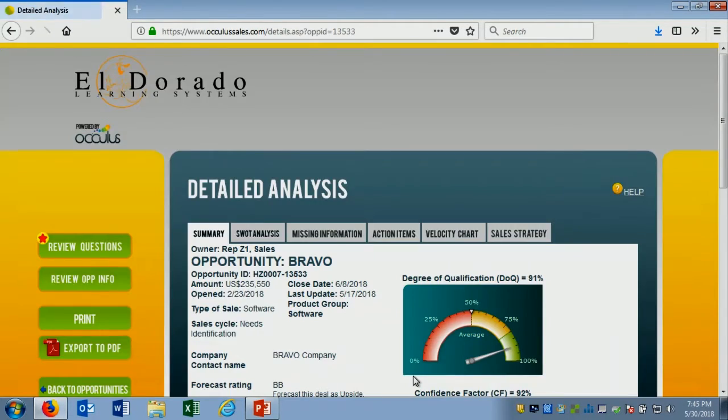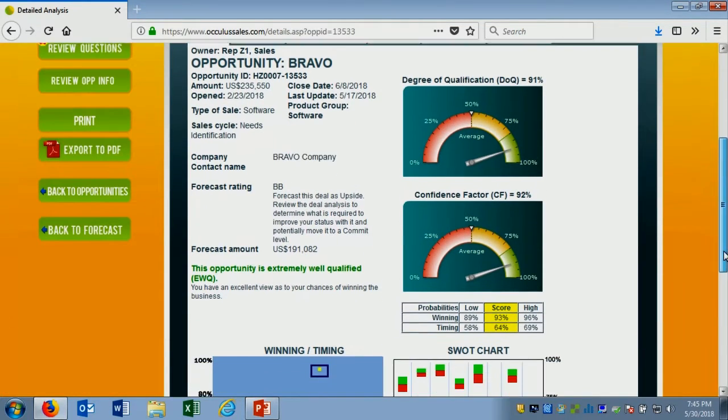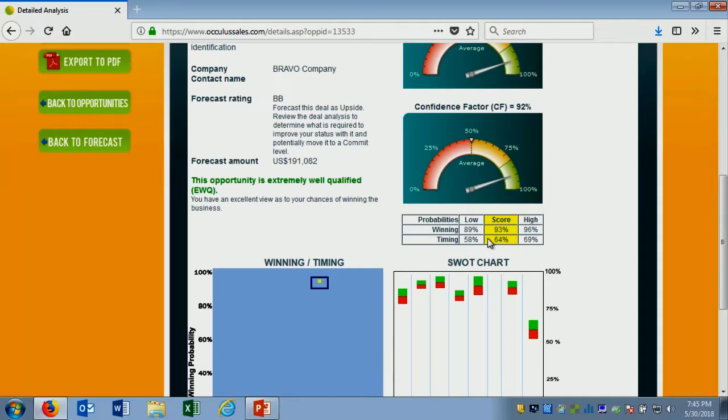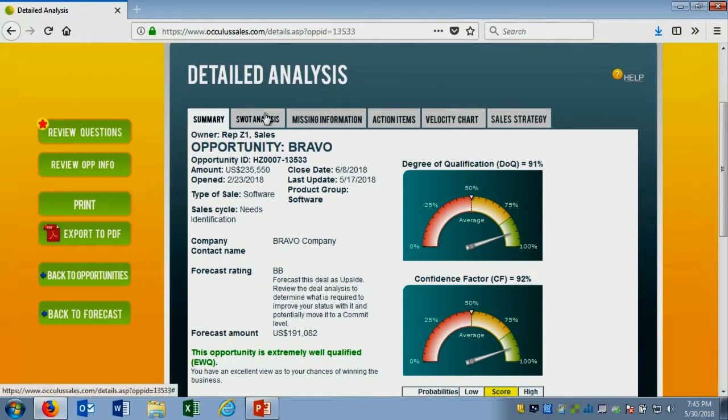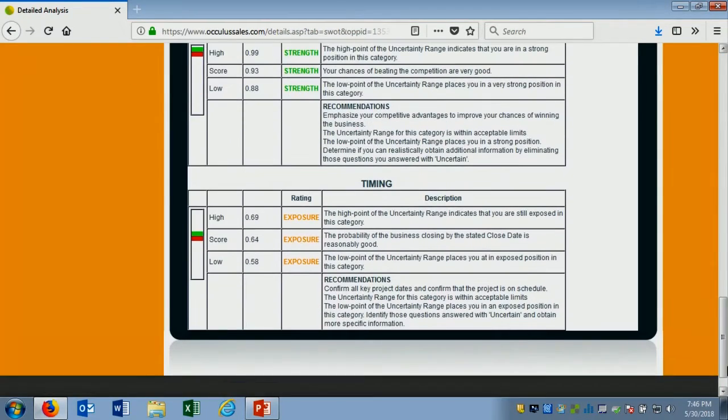So what you're doing is looking at this overall chart, and you can see that, okay, we're a little low on timing. Everything else seems to be moving well, but here's the element. This is the timing element. And then what you do is go into the SWOT analysis. You go down and take a look at the timing. Here are the problem areas.